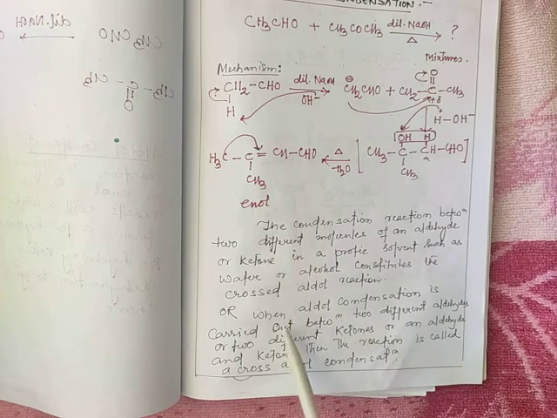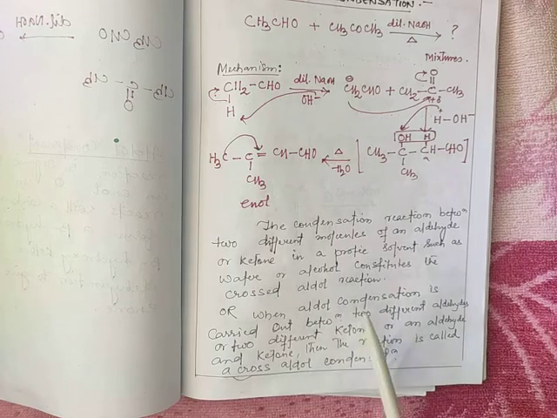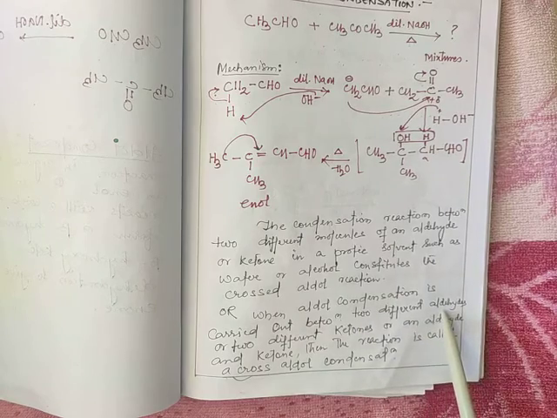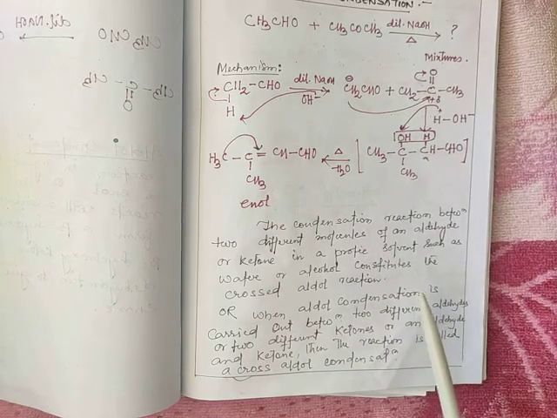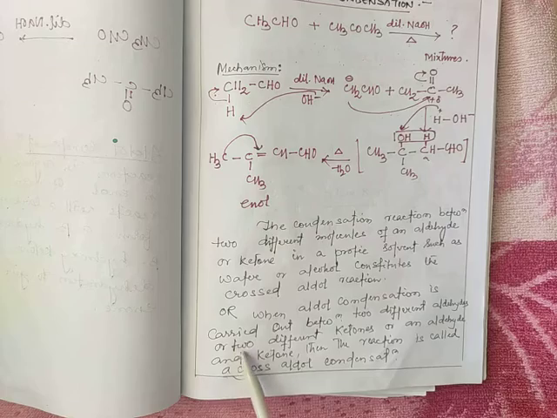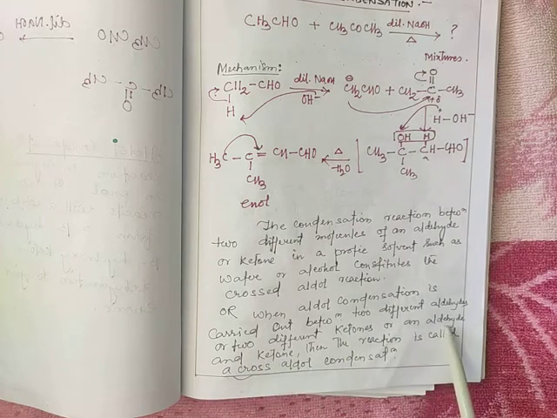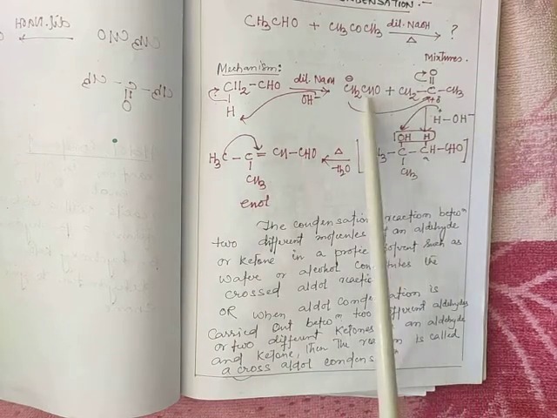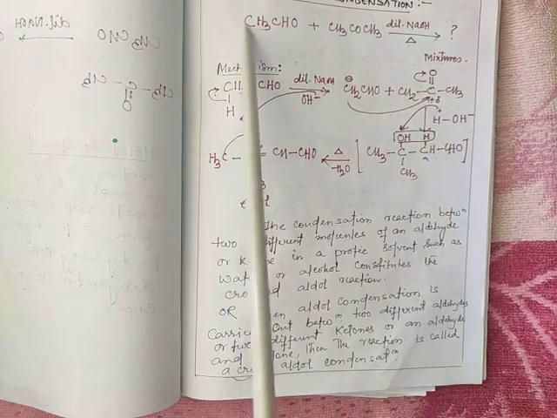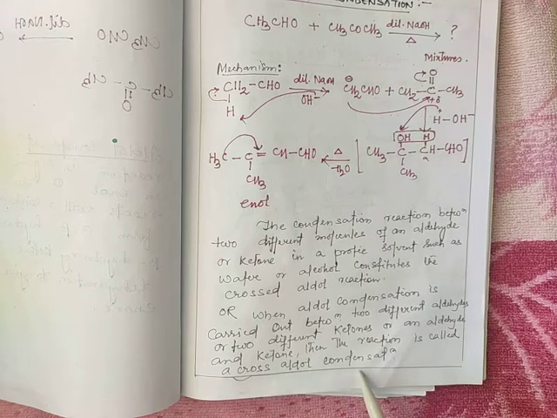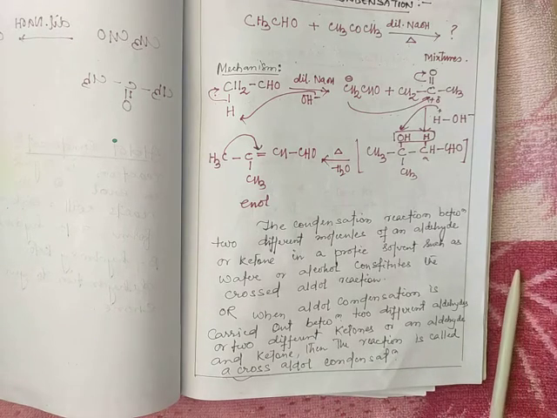In a cross aldol condensation, we have to take two different aldehydes, or two different ketones, or an aldehyde and a ketone. Here we are using an aldehyde and a ketone only. This one is an aldehyde and this is a ketone. In that case we will get a mixture of products, and that we call cross aldol condensation. So this is the class for today.